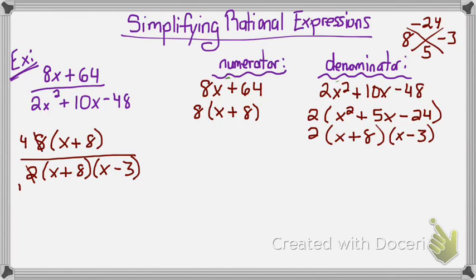So then I'll ask myself, do I have any common factors in the numerator and the denominator? I do. I see an x plus 8 in the numerator, and I also see an x plus 8 in the denominator. They divide into each other one time, so that's technically just 1. But I still have my x minus 3 in the denominator, and I'll leave it there because nothing divides into it. So therefore, I have 4 in the numerator and x minus 3 in the denominator.